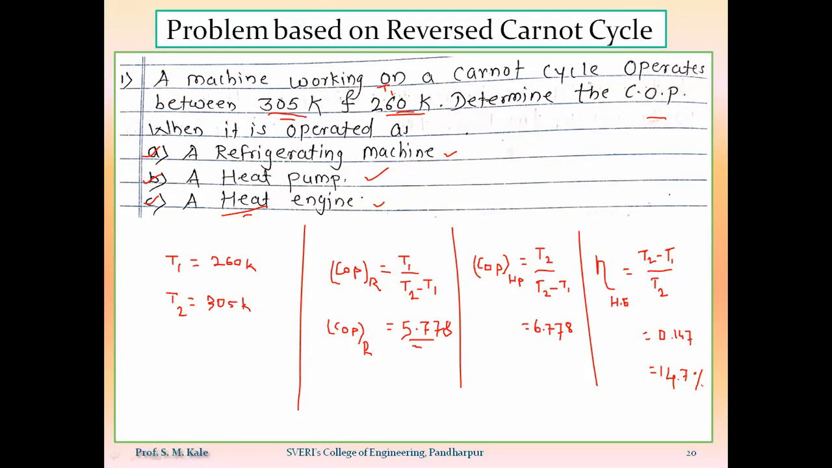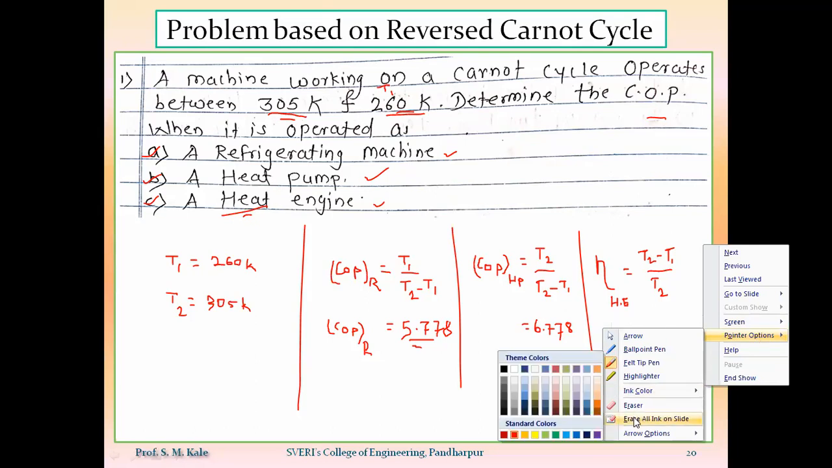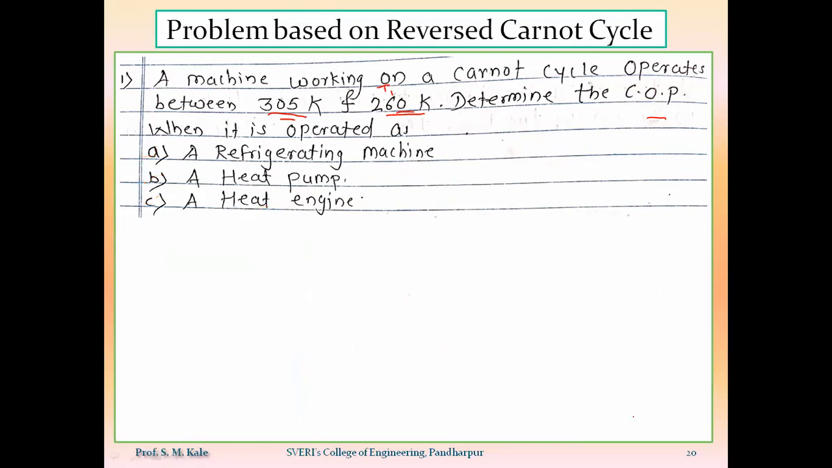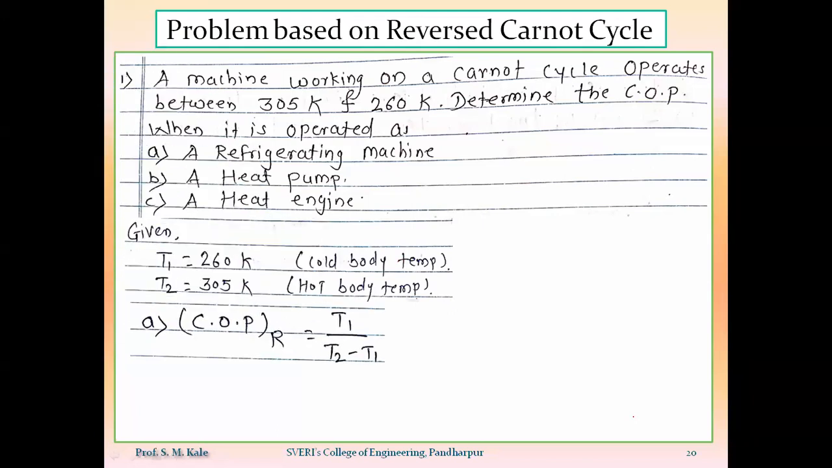Okay. So in the same way, you have to solve this problem. If you have noted down this statement, you can solve the problem. Given data, value of T1 is known to you. Out of the two temperatures, the lowest temperature will be considered as T1 and the highest temperature will be considered as T2. So lowest temperature T1 is 260 Kelvin, highest temperature T2 is 305 Kelvin.